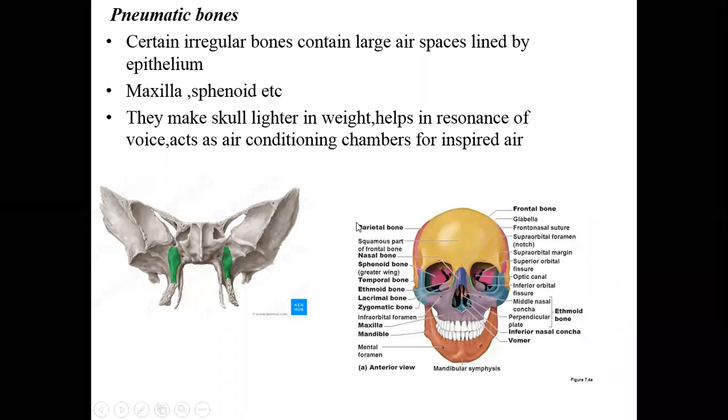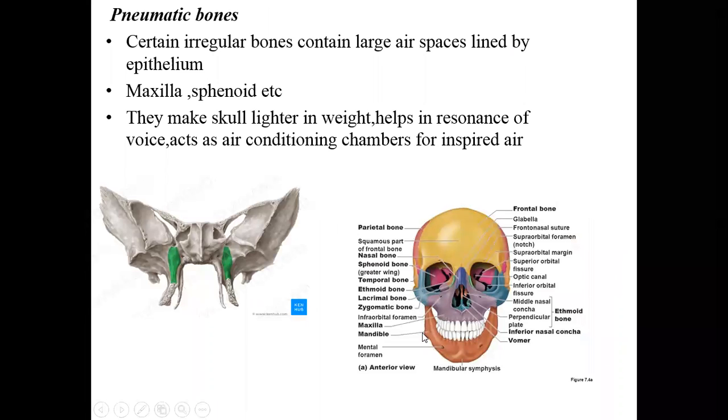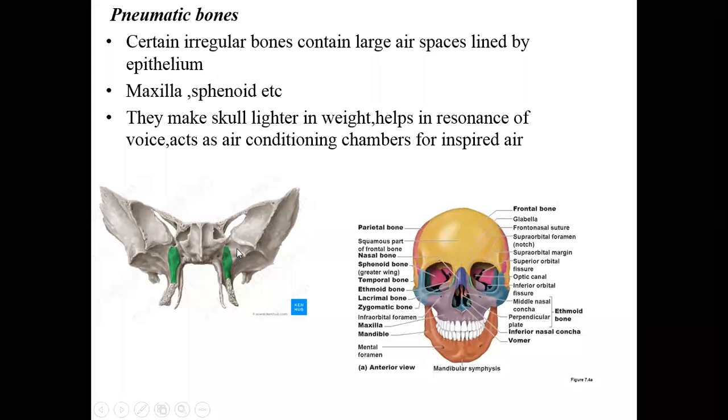The next one is pneumatic bone. What you can see here is a skull bone. We have seen that the skull is not a single bone; it has a lot of bones inside, articulating together to form the skull. Pneumatic bones are the bones seen in the skull area. They have a lot of spaces inside, which are usually air spaces lined by epithelium.